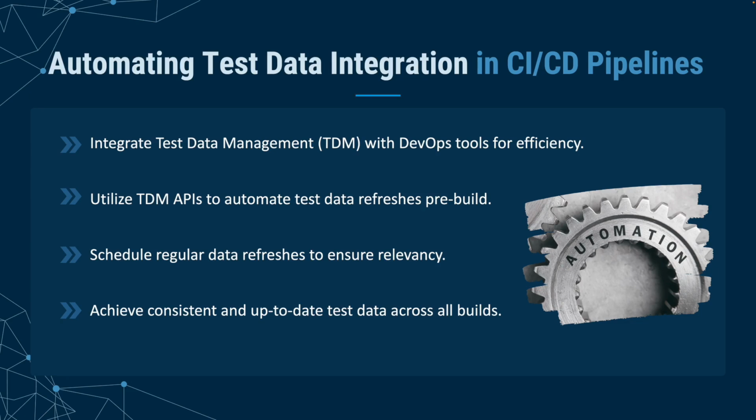So number 2, utilize TDM APIs to automate test data refresh pre-builds. That's very important. You don't want a team to be in charge of refreshing your data over and over, because they may not do it at the right times. They may do it partially. There's a lot of room for error there. So it's not just refreshes. There's a bunch to that, and we'll talk about that. So, scheduled data refreshing. Okay, let's jump to the next one.